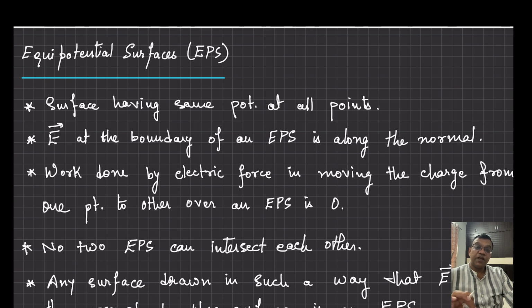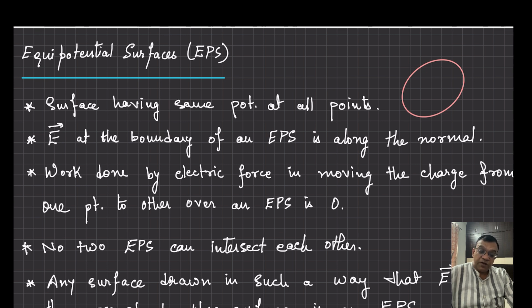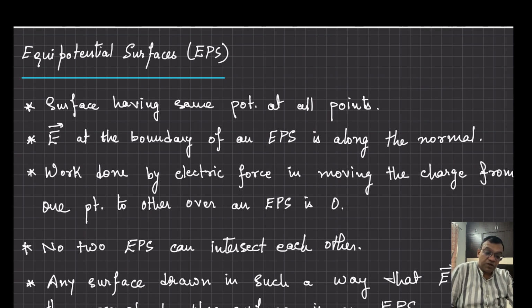Equipotential surface: any surface at every point of which the potential is the same is an equipotential surface. Let us say this is the surface, and at every point of this surface the potential is the same. Then it is said to be an equipotential surface, right?